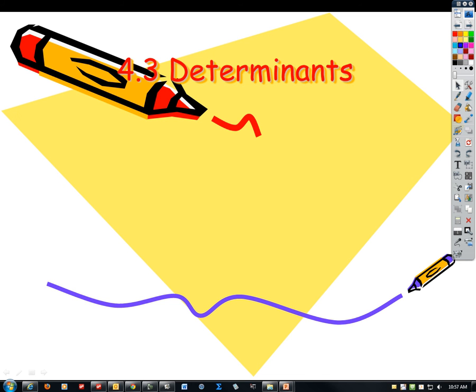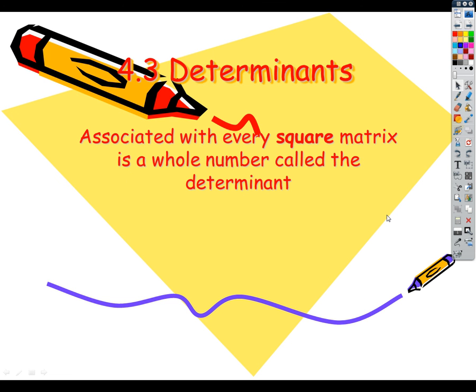Determinant. But what I want to look at today, I want to talk about some matrix stuff. That's what chapter 4 is all about, is matrix stuff. 4.3 talks about something called the determinant. Now, the determinant is just a number. Okay? That's all it is. For every square matrix, there is a number associated with it that we can calculate called the determinant.